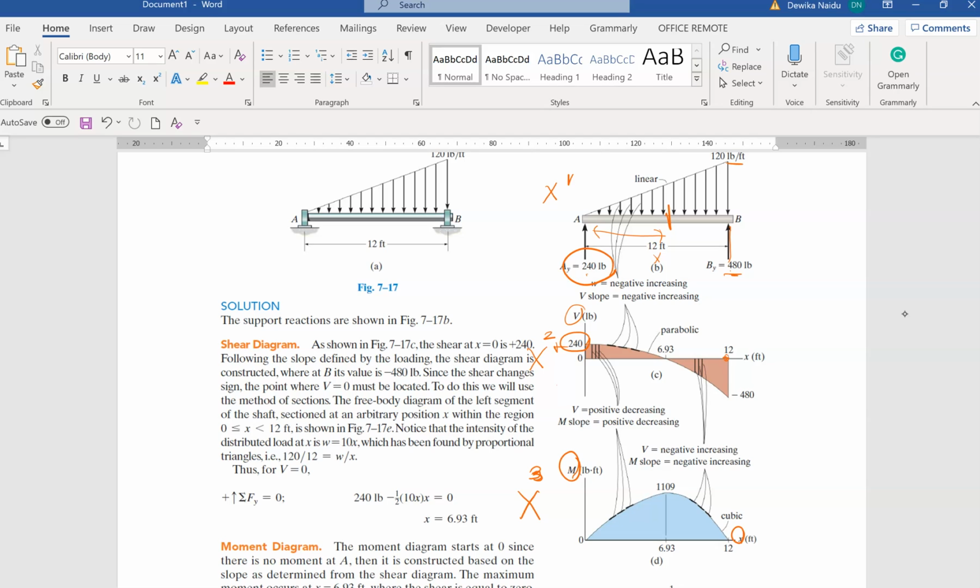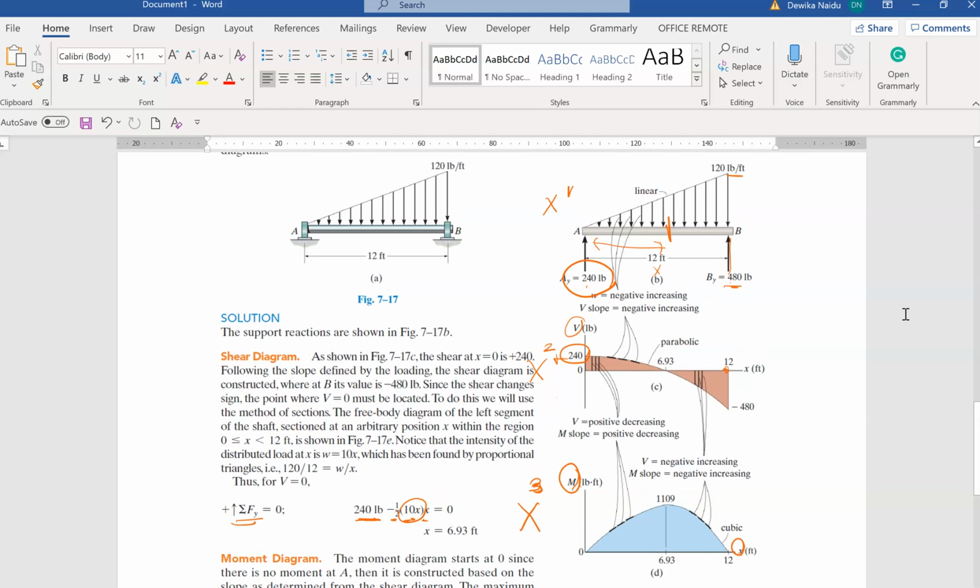Okay, so you see Fy equals 0, 240 pointing upward, half times base times height. Why is it 10x? Because this is the ratio method. 12 feet, 120. So if this is 10, this is 1. So if this is x, then this will be 10x. So half times base times height, half times base times height. So you get what? This will be a form of equation.